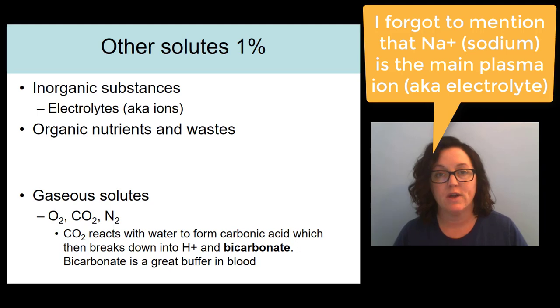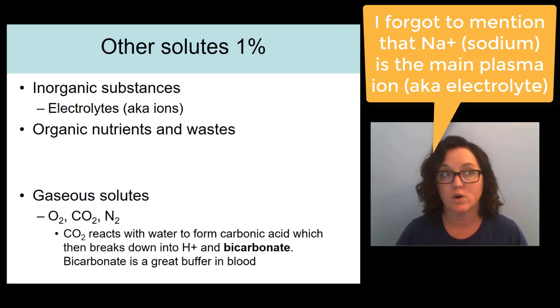Also in the other solute category are organic nutrients like glucose or fats or certain types of vitamins. And then organic waste like urea. Urea is an organic waste that we produce when we use proteins for energy.